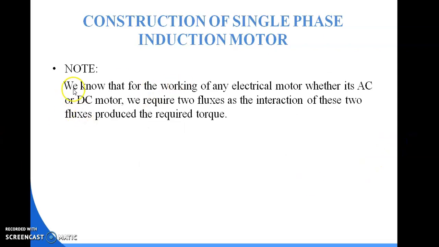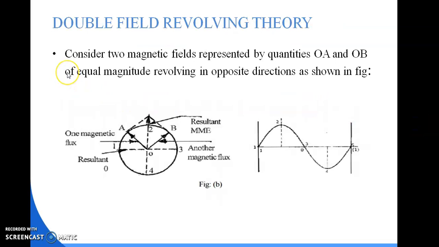Now, you can note here, we know that for the working of any electrical motor, whether it's AC or DC motor, we require two fluxes, as the interaction of these two fluxes produces the required torque. So now we will go to double field revolving theory.